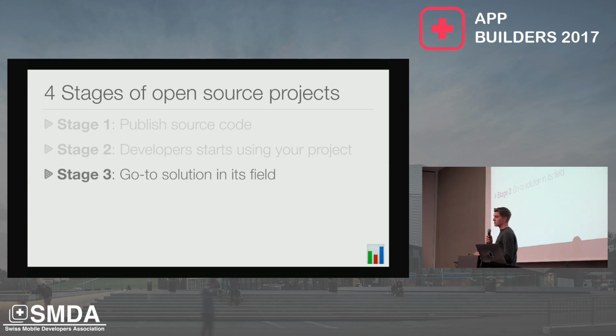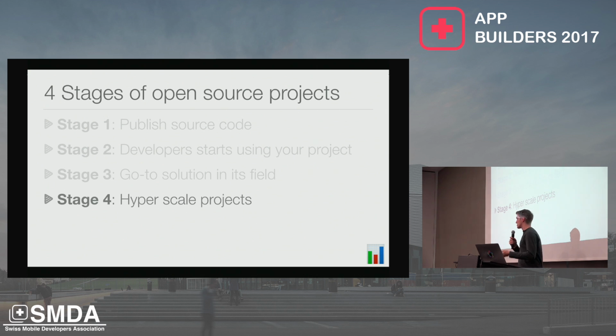Stage number 3 is even cooler. That's when your software becomes the go-to solution in its field. And you might realize that for the first time when people start blogging about it or recommending your software on Twitter. And that's a really good feeling. And what's not as cool is stage 4, which is when your project becomes really, really popular and suddenly you get hundreds of notifications on GitHub every day. It's really hard to actually deal with support and help people. There will be blog posts that start attacking your project and saying bad things about it. And there might even be commercial versions built on top of it or using it.